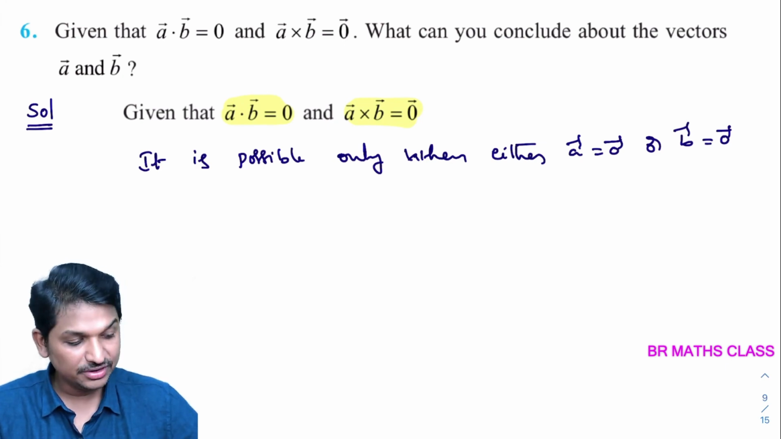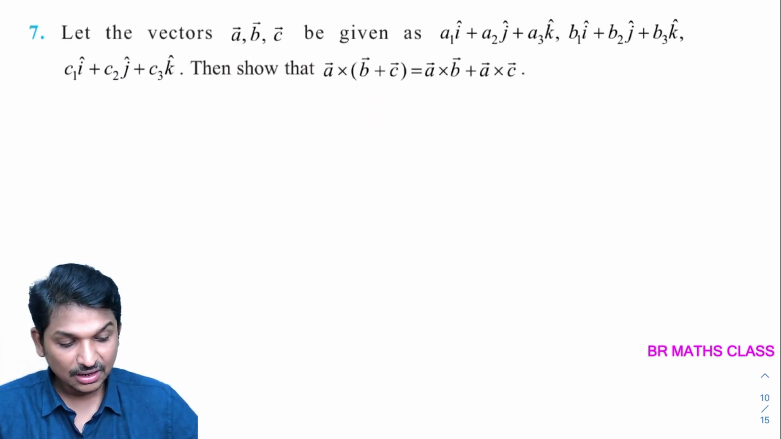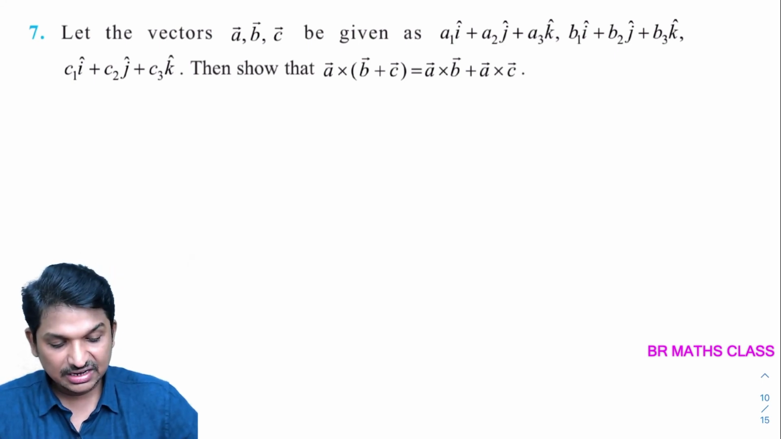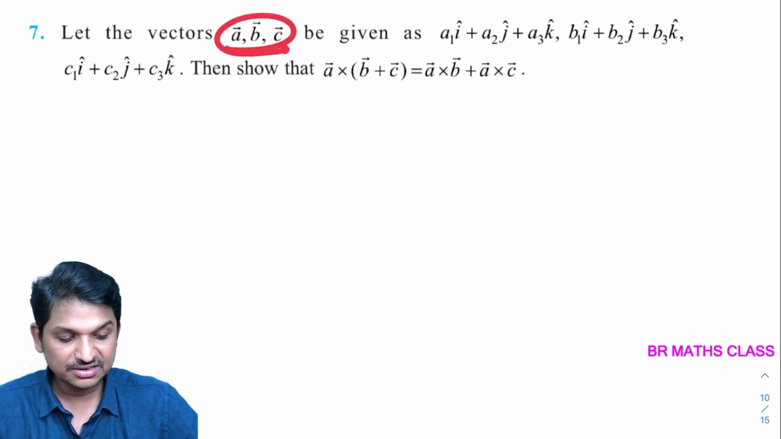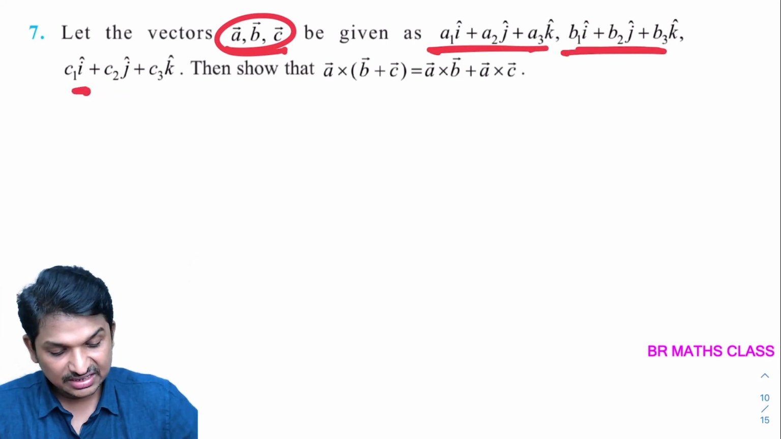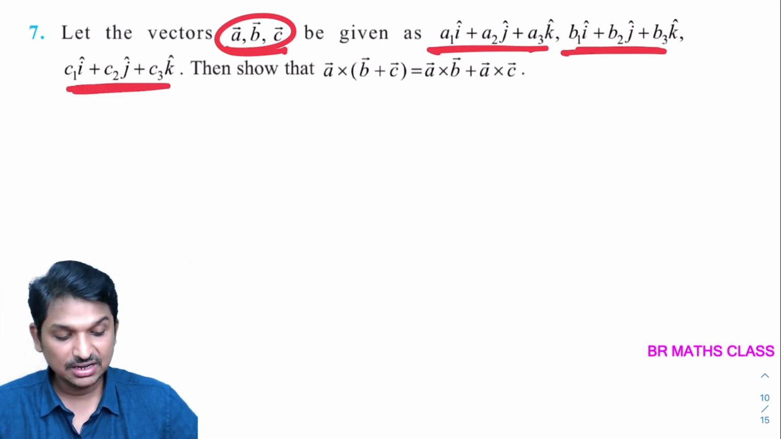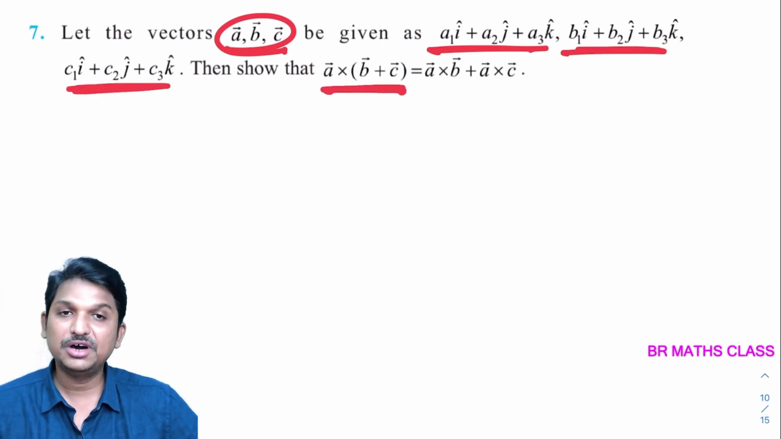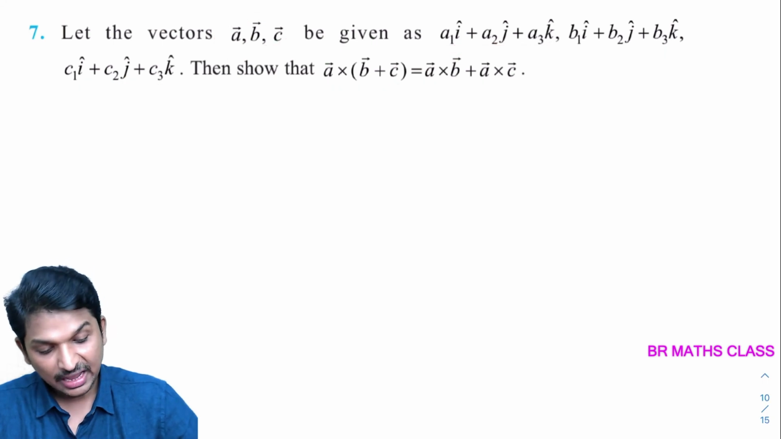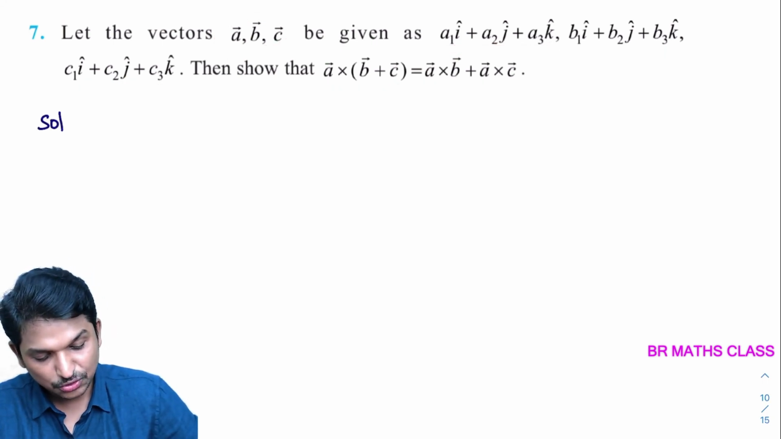Now we'll move to the next question. Observe what they are asking in this question. Let the vectors A bar, B bar, C bar be given like this. A bar is given like this, B bar is given like this, C bar is given like this. Then show that A bar cross (B bar plus C bar) equals A bar cross B bar plus A bar cross C bar. I'll use properties of determinants to prove this result.